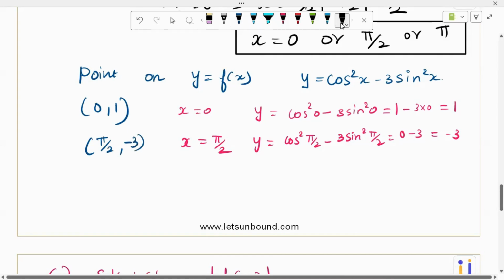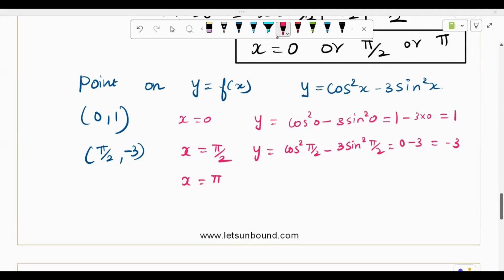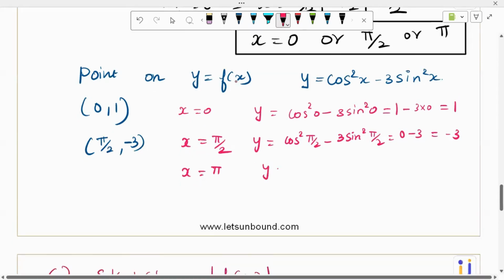And last point, x is equal to pi. When x is pi, y is equal to cos square pi minus 3 sine square pi, which is cos pi is going to be negative 1, right? Minus 3 sine pi is 0. So 3 times 0, it's just minus 1. And this point is pi comma negative 1.